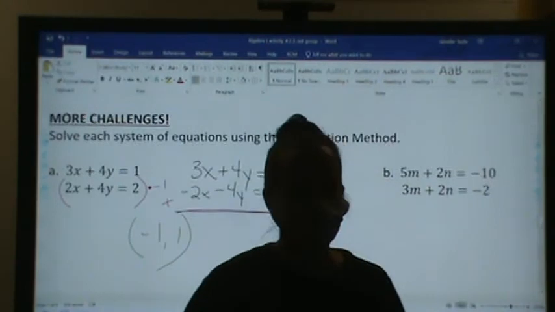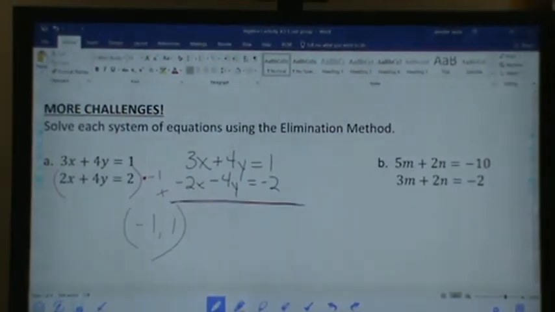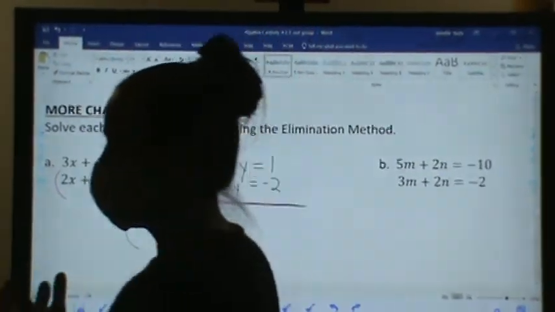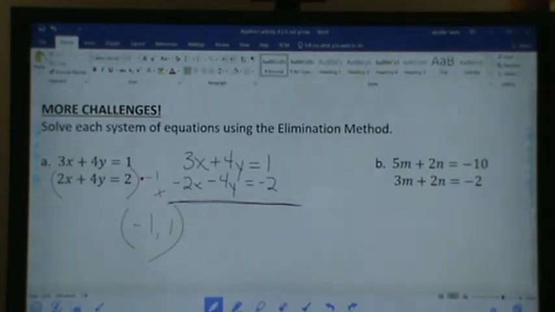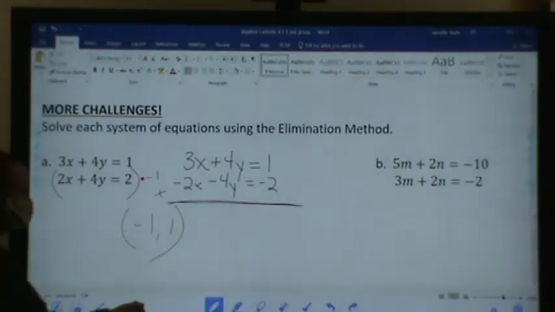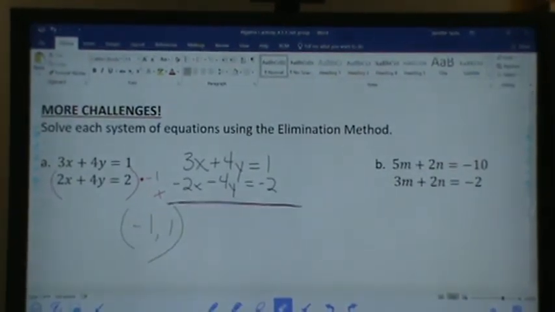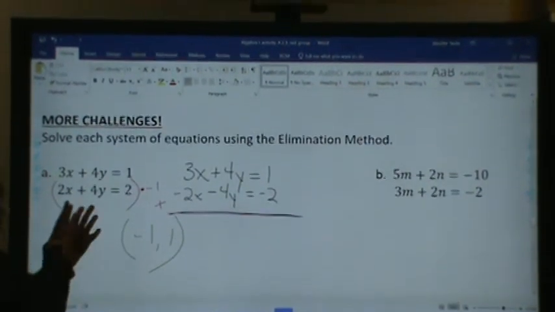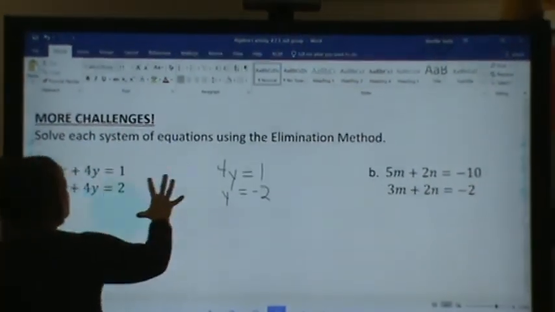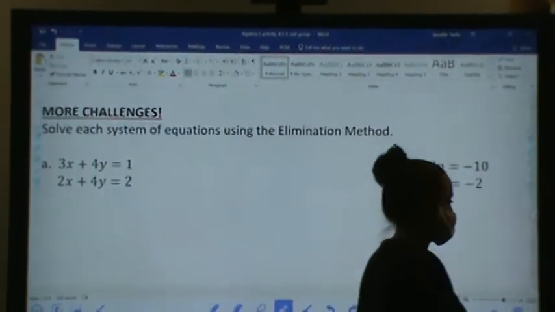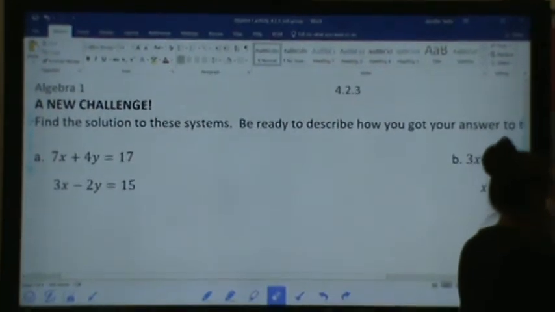All right, I have a few more challenges for you. But so far, how are you liking elimination? Pretty good? Easy? Hard? What do you think? Okay. I will tell you right now, I rarely use equal value or substitution when I find intersections. I normally turn everything into this type of problem. Okay? Okay. Last few challenges. So turn this over to the very back page where it says a new challenge.